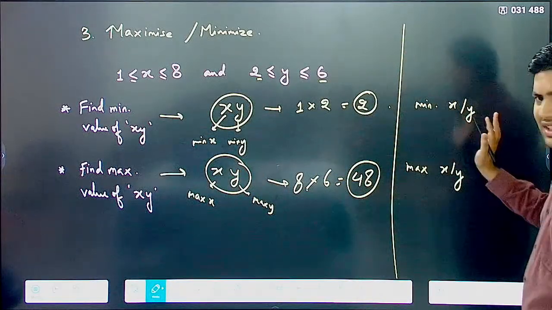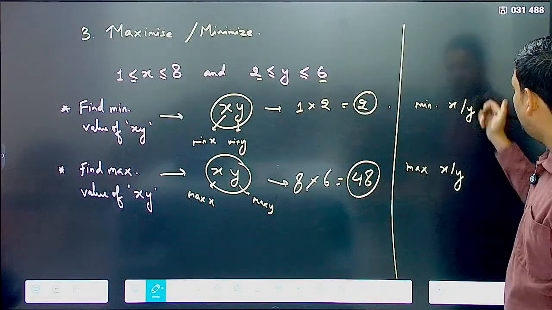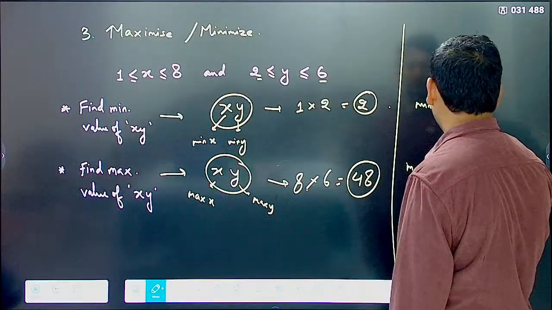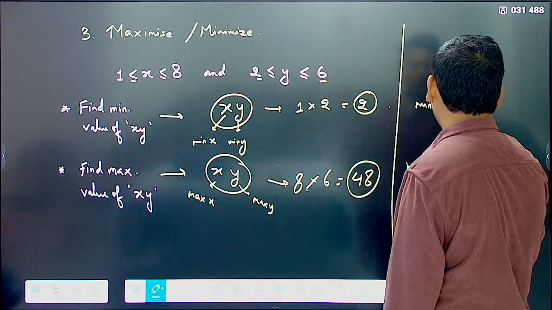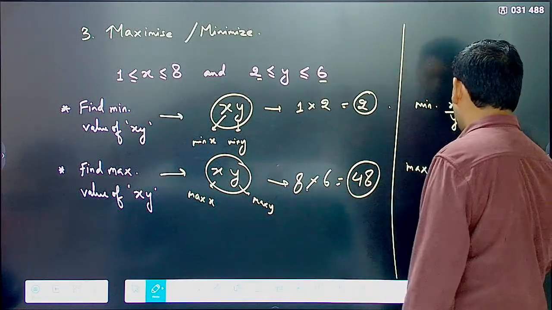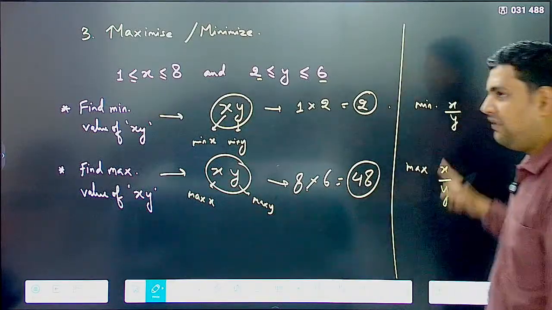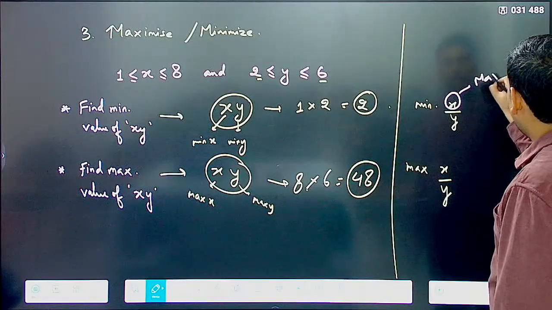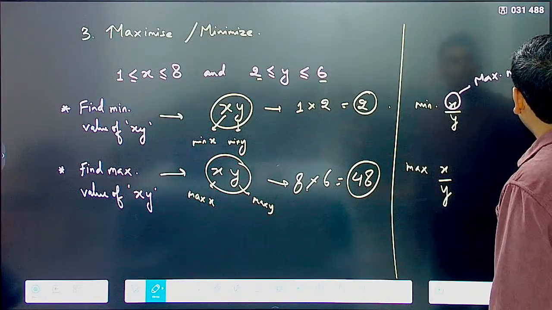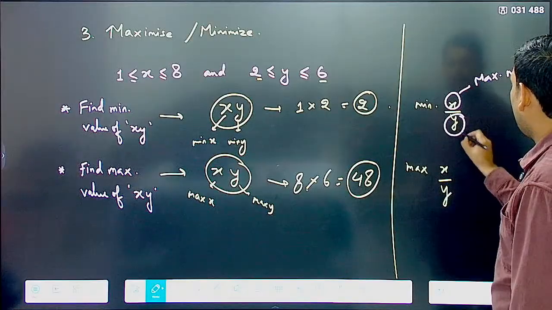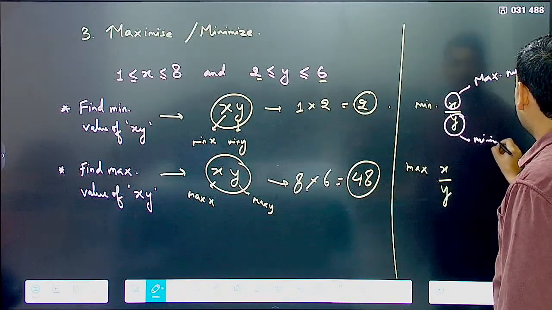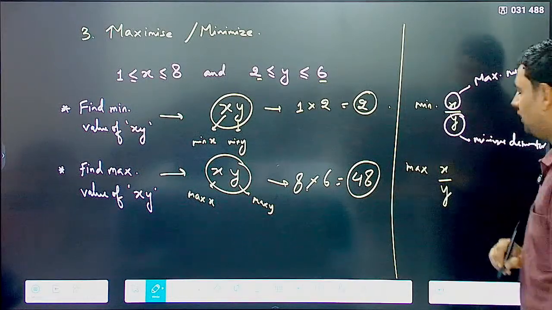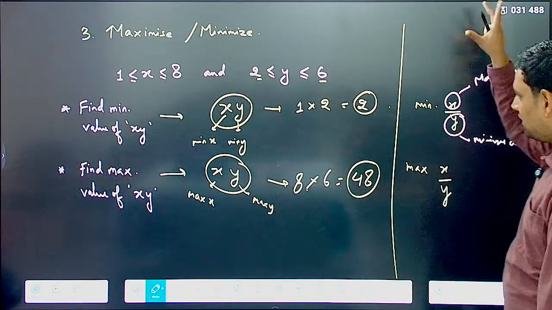So if I have to minimize a fraction, what do I do? Let's write it properly. This is x by y. Now, if I have to minimize x by y, I have to maximize the numerator and minimize the denominator. Can you understand this? Then only this, sorry.